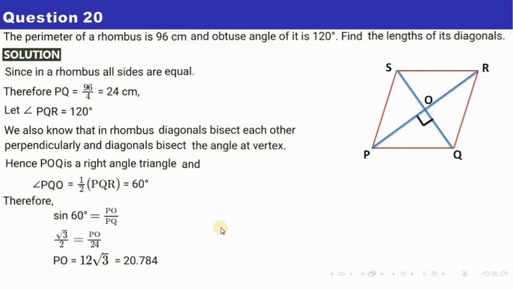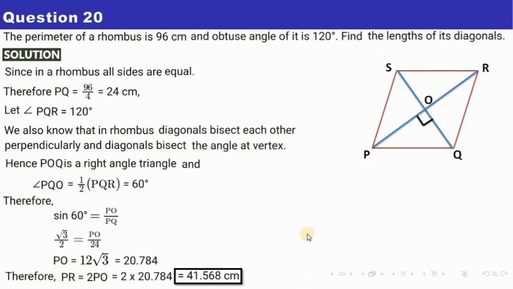and if you convert this into decimal, you will get 20.784. So we found PO, and we know that OR will also be equal to PO, isn't it? So in order to find PR, that is one of the diagonals, we will just multiply PO by 2, because we know that PR will be double. So PR is double of PO. This turns out to be 2 into PO. After multiplication, you get 41.568 centimeter. All right. So this is all about one of the diagonals.